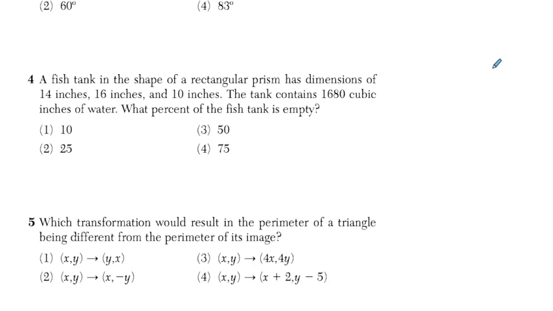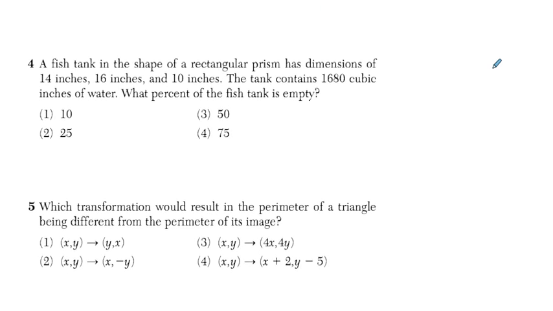All right, number 4, a fish tank in the shape of a regular prism has dimensions of 14 inches by 16 inches by 10 inches. The tank contains 1680 cubic inches of water. What percent of the fish tank is empty? Well, first thing we're going to do is figure out how much the total volume of our fish tank is.